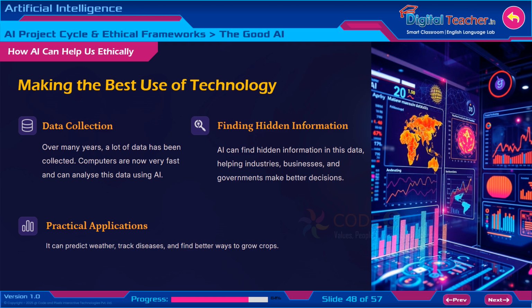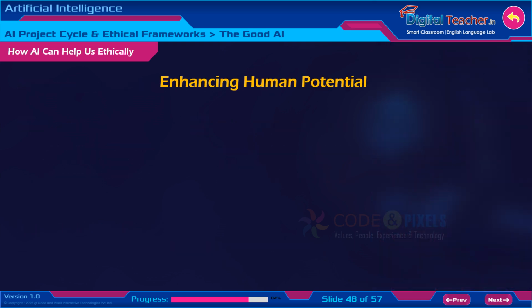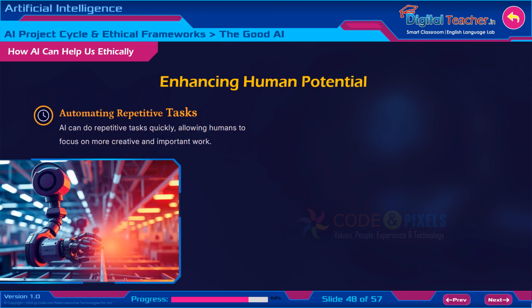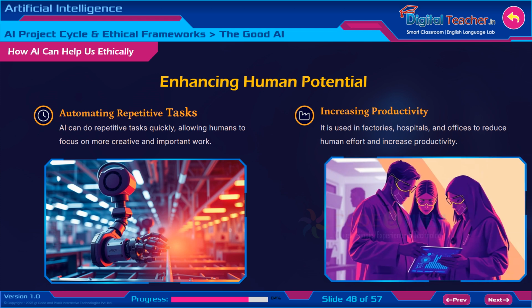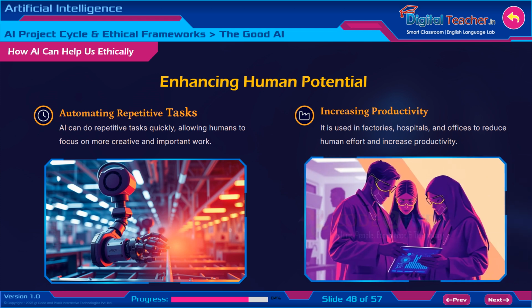It can predict weather, track diseases, and find better ways to grow crops. Enhancing human potential. Artificial intelligence can do repetitive tasks quickly, allowing humans to focus on more creative and important work. It is used in factories, hospitals, and offices to reduce human effort and increase productivity.